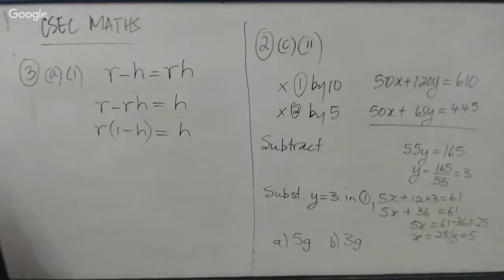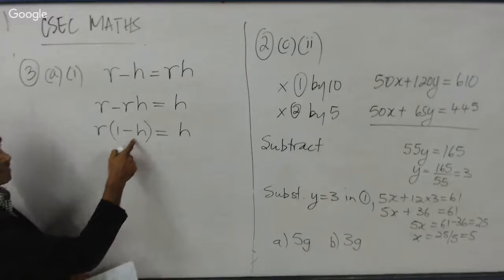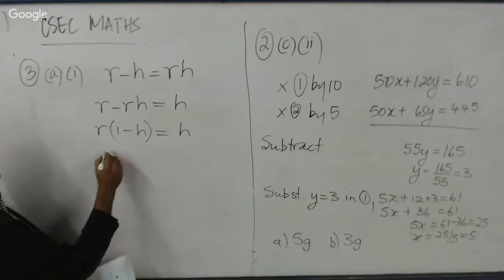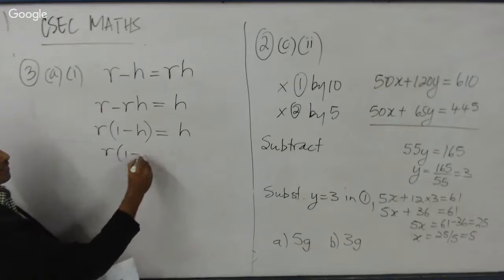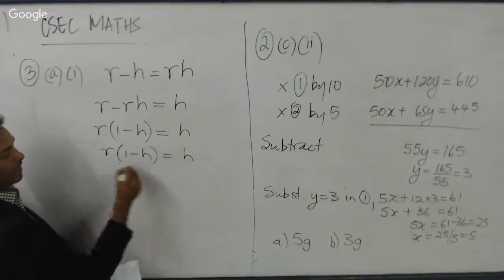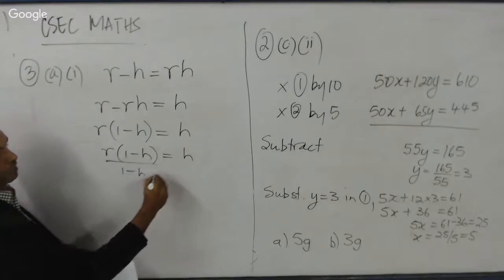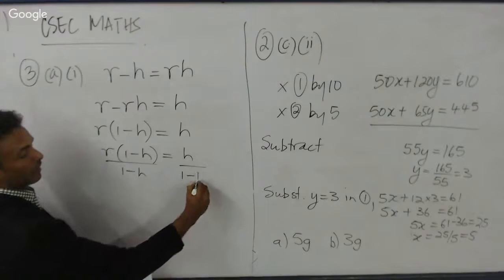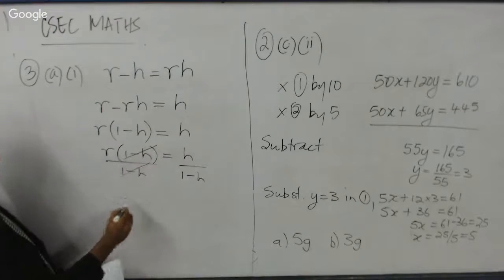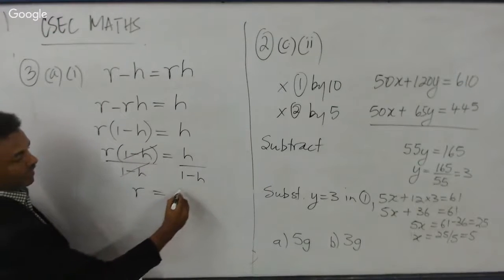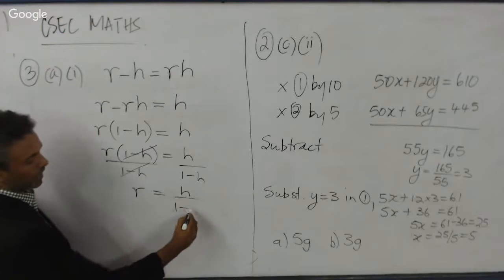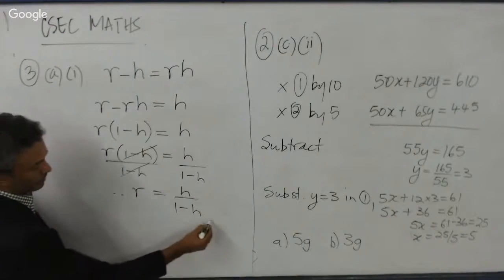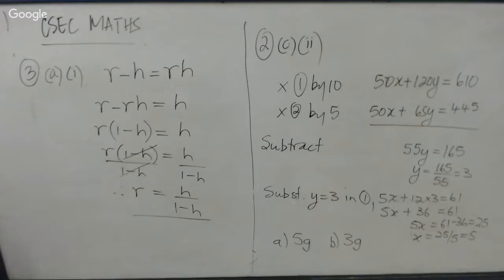Divide both sides by 1 minus H. The objective is to get rid of this. So R equals H over 1 minus H.